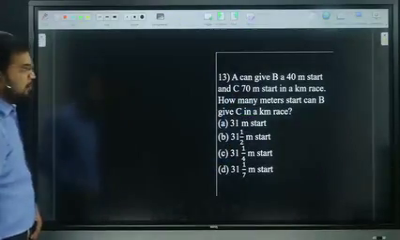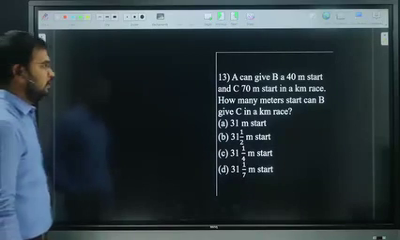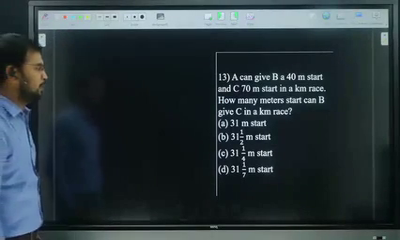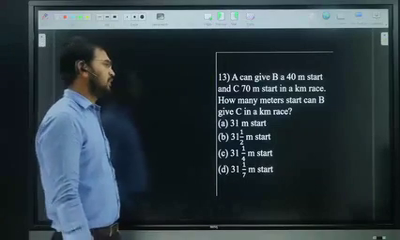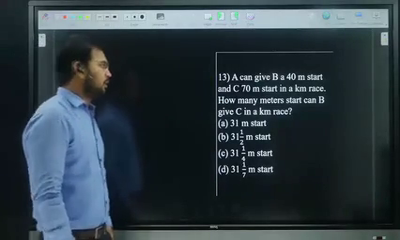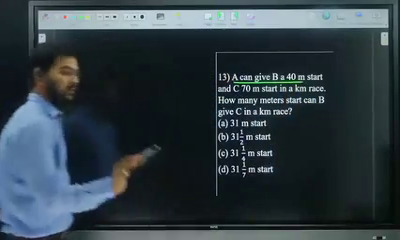So this is a problem regarding races and games. Just listen carefully here. A can give B a 40-meter start and C a 70-meter start in a kilometer race. How many meters start can B give C in a kilometer race? A can give a 40-meter start. Listen carefully here, all of you.